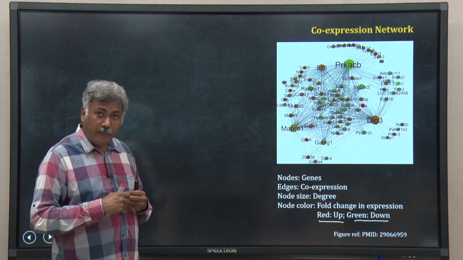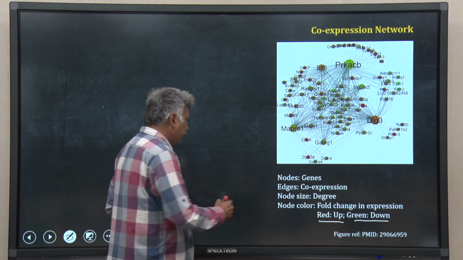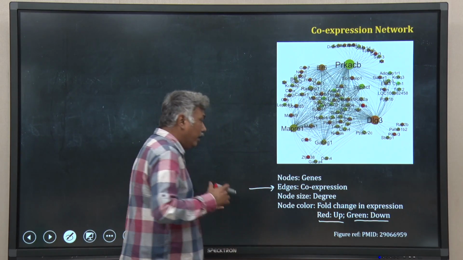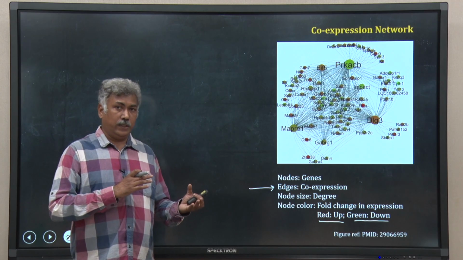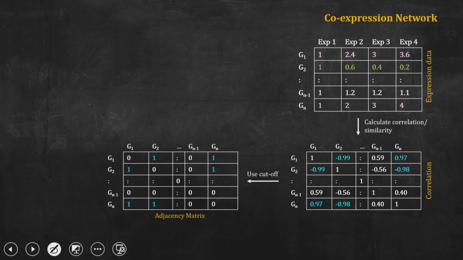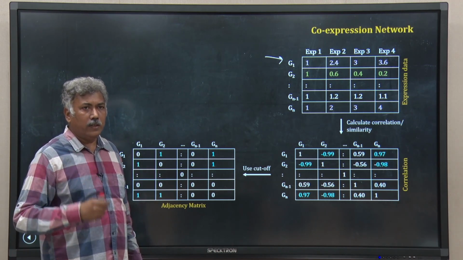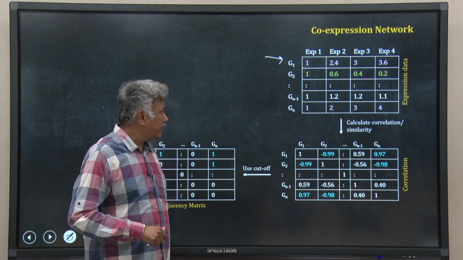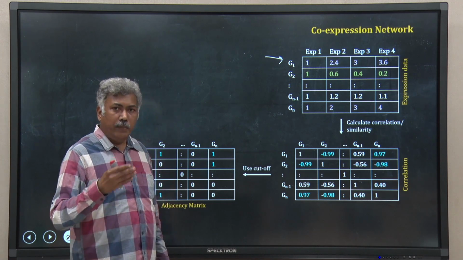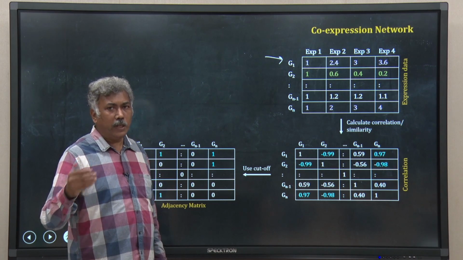So, what does a particular edge represent in this case? In this example, in this plot, the edges represent co-expression of two genes. What do I mean by co-expression of two genes? Let me explain that. Suppose you have done an experiment with 4 experimental conditions. You are doing a microarray experiment, or a large scale RNA-seq experiment, to measure the change in expression of n number of genes in different experimental conditions.